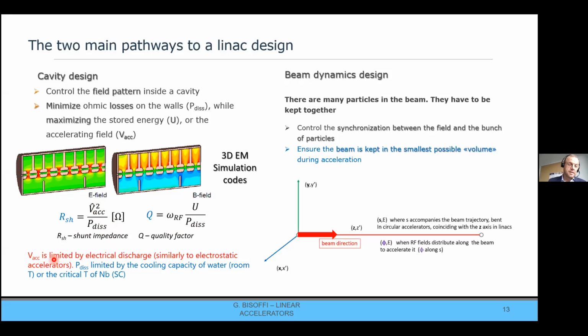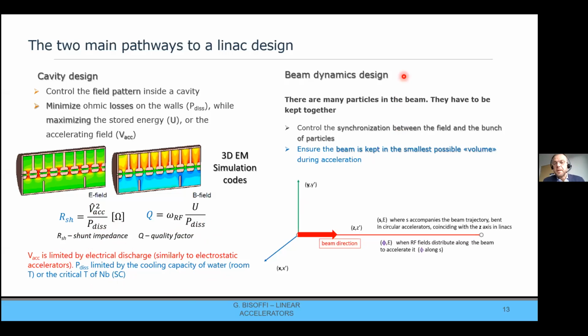denominator. Indeed, the accelerating voltage is limited still by electrical discharge with a phenomenology which is very similar to the electrostatic accelerators. And the dissipated power is limited by the cooling capacity of water for room temperature cavity, or by the critical temperature of your superconductor, which might be niobium or others if you have superconducting resonators.